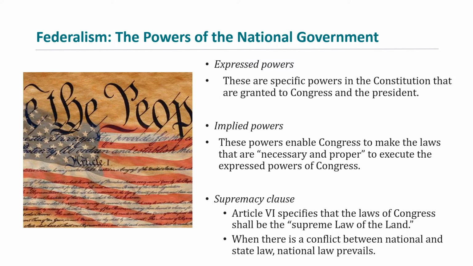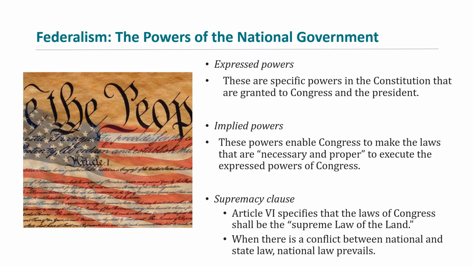The U.S. Constitution grants two types of powers to Congress, express and implied. Express powers are those powers explicitly granted to the national government. There are 17 expressed powers found in Article 1, Section 8. These are things like coining money, declaring war, regulating commerce, and collecting taxes.